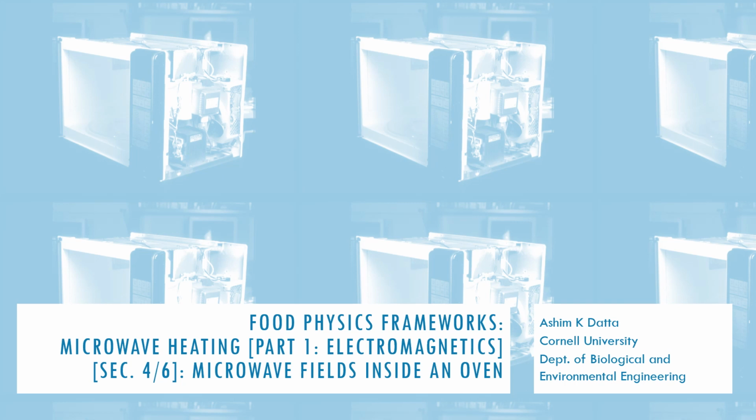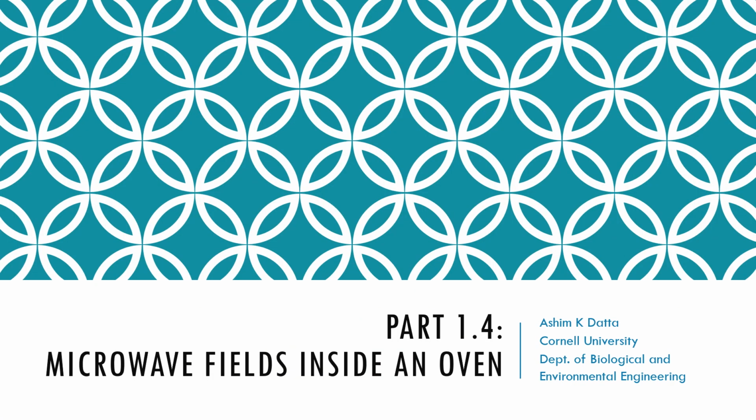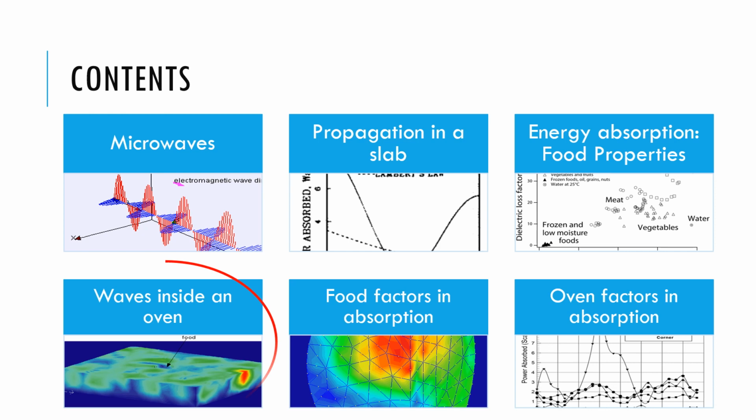This video is part of a course on food physics, and this one has to do with microwave heating, but it's really in two parts. The first part has to do with electromagnetics, in 6 sections, and this is the fourth of the 6. This fourth video talks about microwave fields inside an oven.